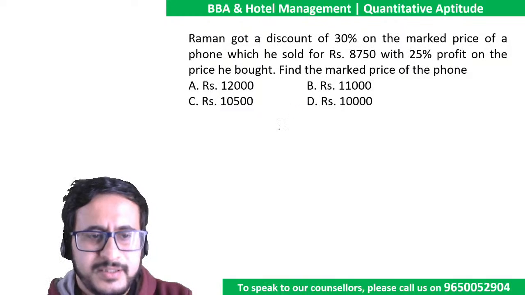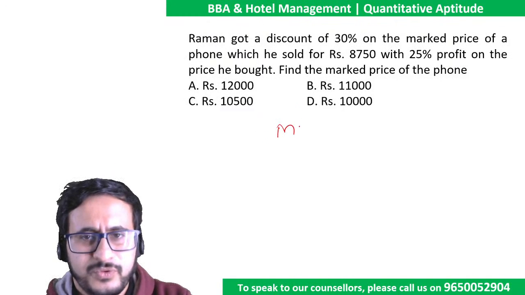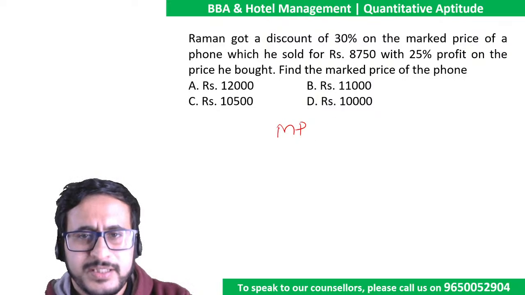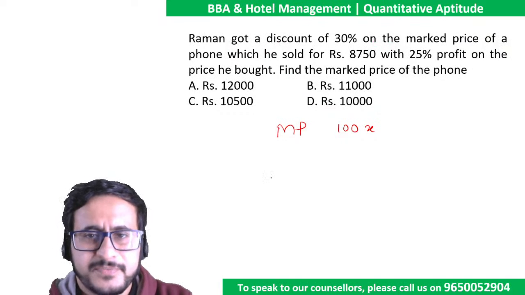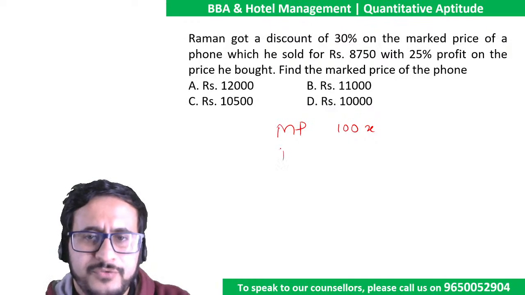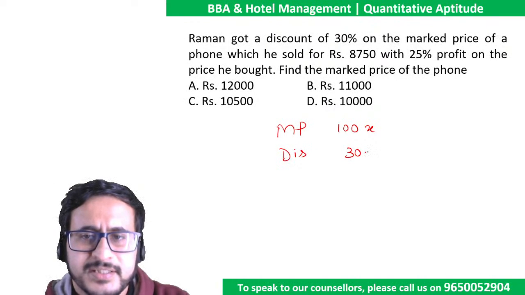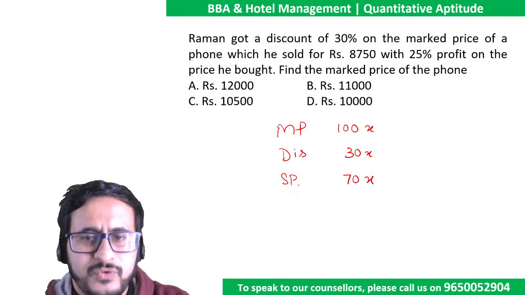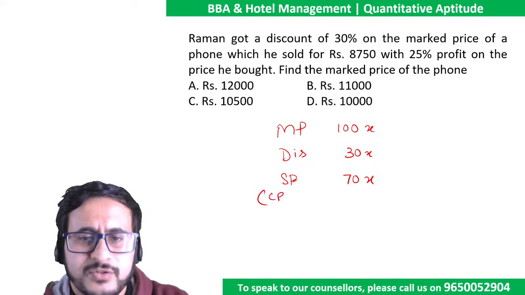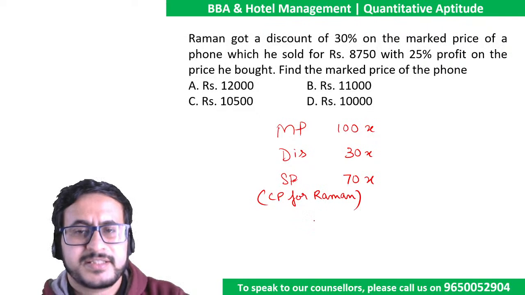So first there was some marked price, so let's say the marked price was 100x. He got a discount of 30% on the marked price, so he got a discount of 30x. So he got it for 70x, his selling price for that person. Selling price for that person means cost price for Raman. So Raman purchased at 70x.